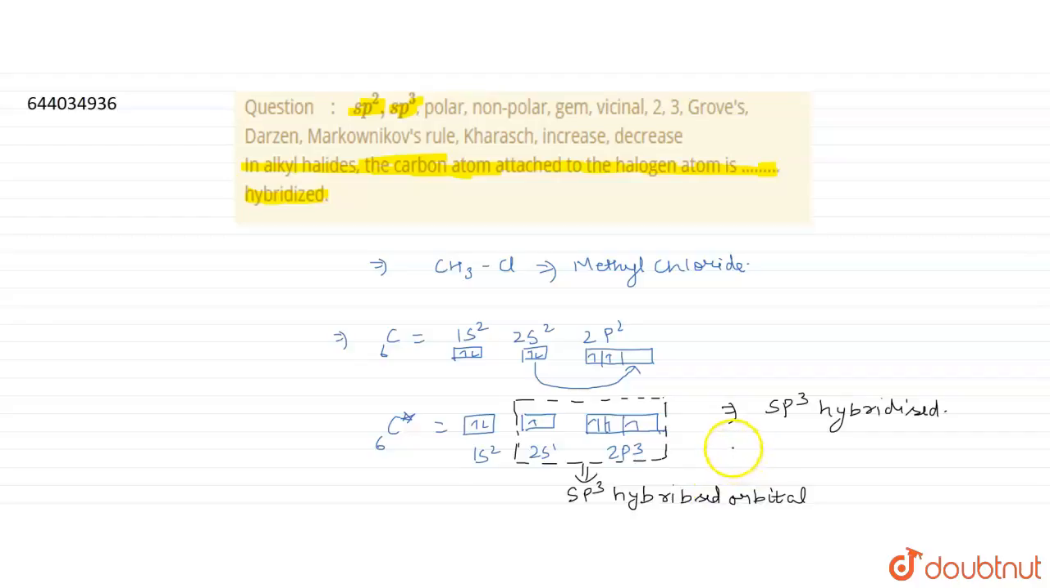So in alkyl halides, the carbon hybridization is sp3 hybridization. So this is it for this question, guys. The carbon attached to the halogen atom is sp3 hybridized.